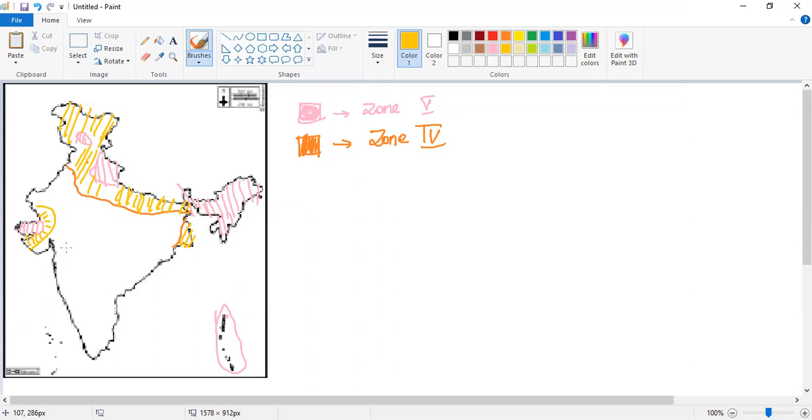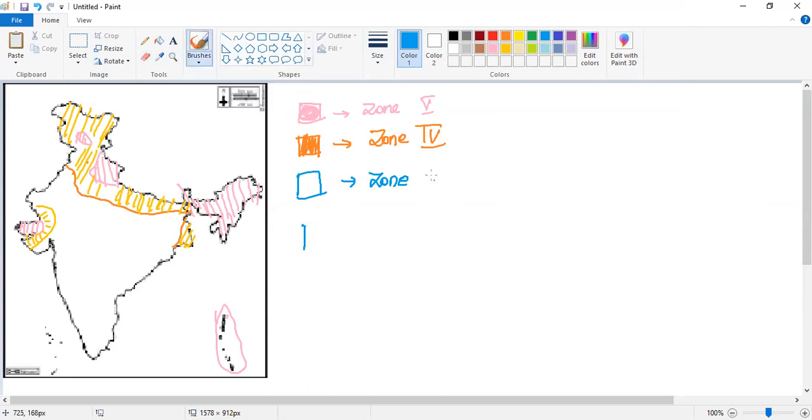Now, coming to another different color, let's start with zone number 3. Let me tell you, for zone 3 we'll go with zone 2 first, because after drawing zone 2, whatever is left becomes zone 3. So let's draw zone 2. Again, remember, zone 2 is not that active.